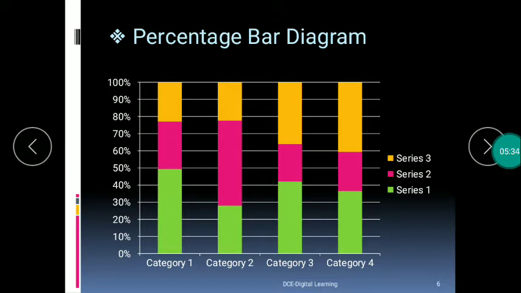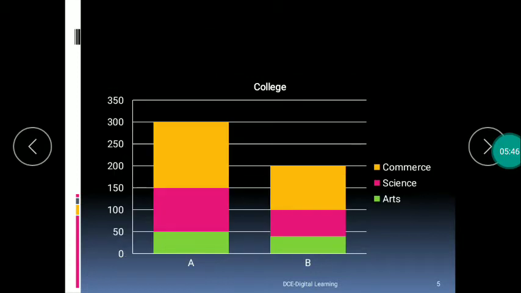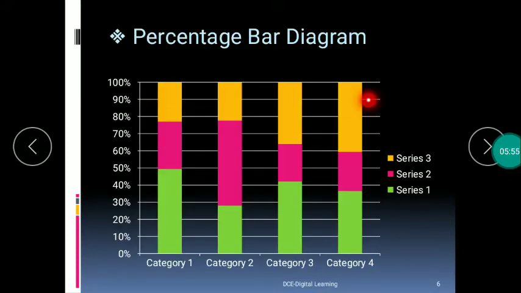And one of the major difference between component bar diagram and percentage bar diagram is that the length of the bar is same in case of percentage bar diagram, whereas in case of component bar diagram, the length of the bar is not same, because the total varies in case of component bar diagram. But in case of percentage bar diagram, because we take 100% as our total, the length of the bars is same. So this is how a percentage bar diagram looks like. So on horizontal axis, all the independent variables are plotted, and on the vertical axis, we plot percentages.